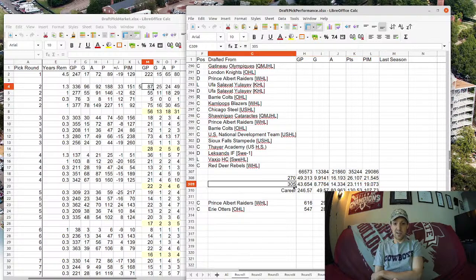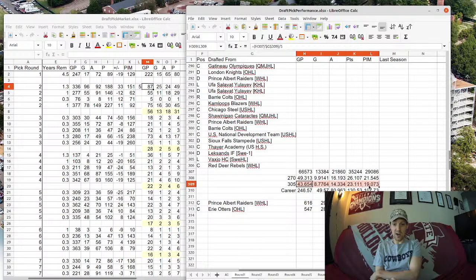We also did the same thing for all players, so all the data of performance, so games played, goals, assists, points, divided by all the draft picks. So in the case of first round picks, there was 305, and then again we divided it by 5 to get the per year expected performance of that round's draft pick.